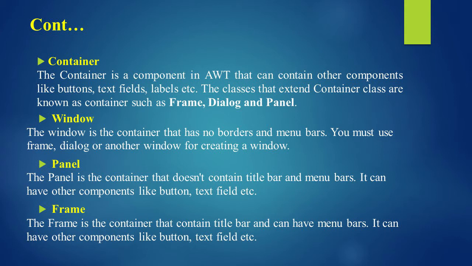Next class is window. The window is a container that has no borders and menu bars. You must use frame, dialog, or another window for creating a window. The third class is panel. The panel is a container that does not contain title bar and menu bars. It can have other components like button, text field, etc. The next one is frame. The frame is a container that contains a title bar and can have menu bars. It can have other components like button, text field, etc.